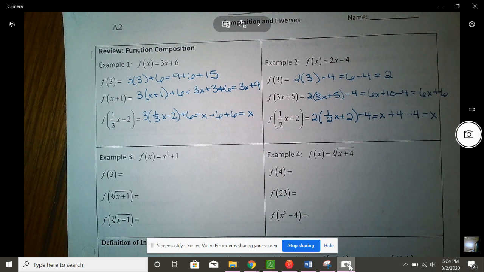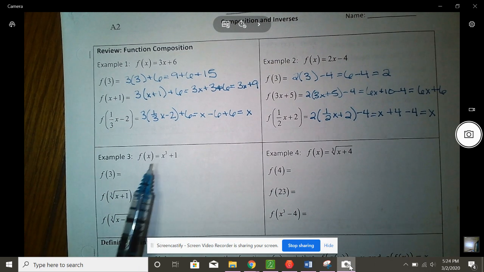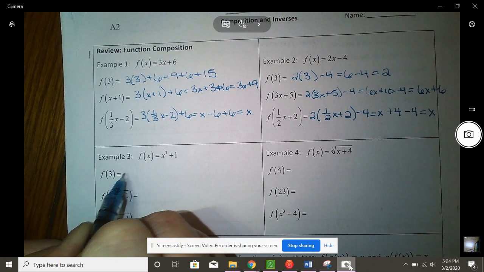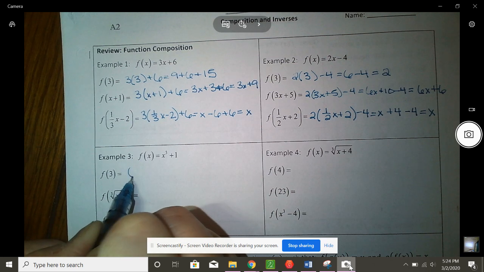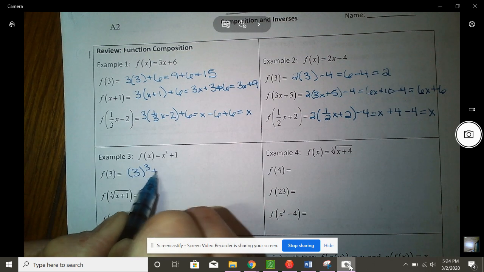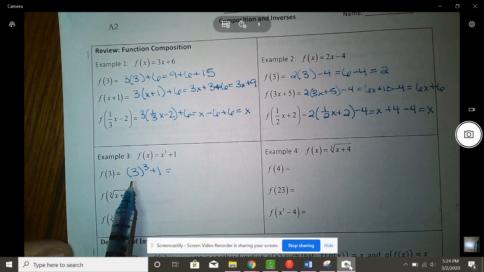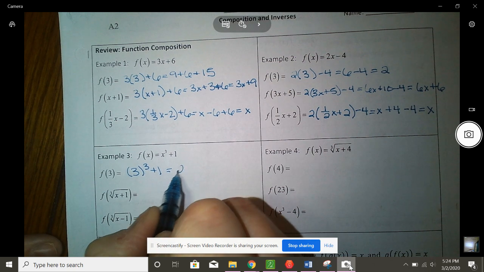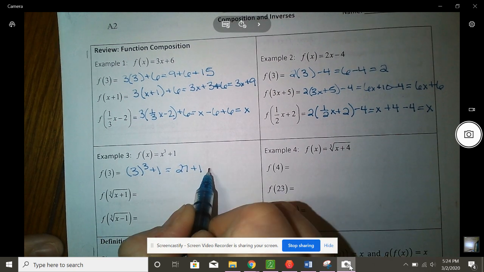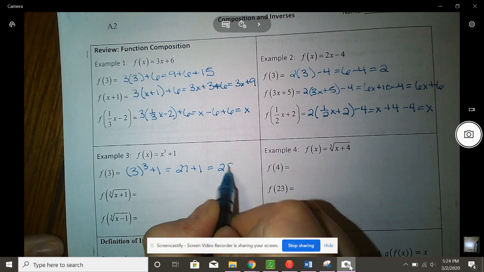I'm going to keep going with examples 3 and 4. If you want to fast forward to the new topics of the day, feel free to. In example 3, our function changes to x cubed plus 1. That means our input value of 3 is going to be cubed, and then we'll add 1. Well, remember, this is not 3 times 3 to make 9. It's 3 times 3 times 3. So 27 plus 1. Combine like terms, and our output is 28.